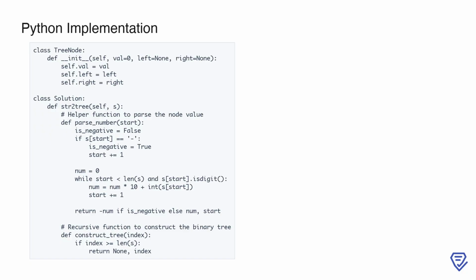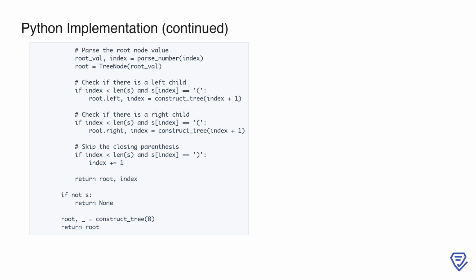To start, we define a helper function, parse_number, which is responsible for extracting a numerical value from the string. It checks if the current character is a negative sign, processes the digits one by one, and returns both the parsed number and the updated index. This ensures that we can correctly retrieve each node's value when constructing the tree. Additionally, we define the construct_tree function, a recursive helper that will build the tree structure. It begins by checking if the current index has surpassed the string's length, in which case it returns none, indicating no more nodes to process.